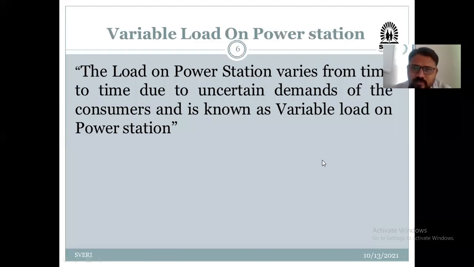Okay, so we have discussed the variable loads on the power station. Have you cleared the concept of load on a power station, or what I can say, load on the substation? I will give you another simple example so that you can understand it. If we have a substation or any generating station in our Pandharpur city, whatever electricity goes to Pandharpur city is supplied by that particular generating station.